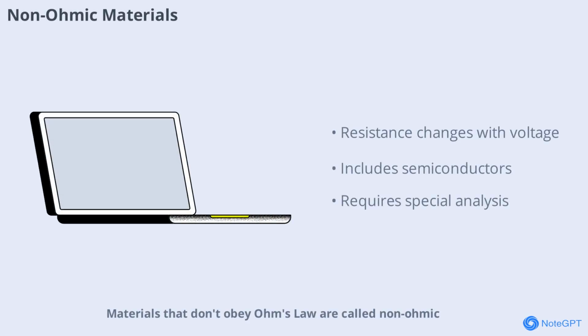Materials that don't obey Ohm's law are called non-ohmic. Their resistance changes with voltage or current, making their behavior more complex. Examples include light bulbs when hot, semiconductors, and some types of sensors. Engineers must use different equations and testing methods to work with these materials, but the basic principles of circuit analysis still apply.